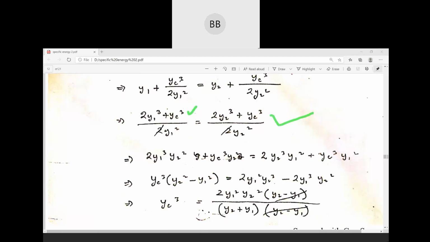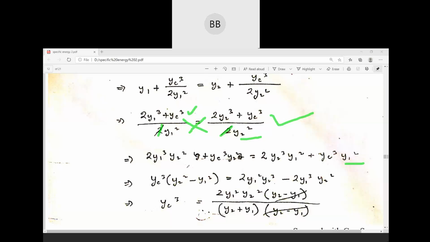Then you cross multiply. This two and this two will be cancelled out. And then you cross multiply. It will be, if you cross multiply, twice y1 cube y2 square, then plus yc cube y2 square, then plus, if you cross multiply in this way, twice y2 cube y1 square plus yc cube is there, then multiplied by y1 square.